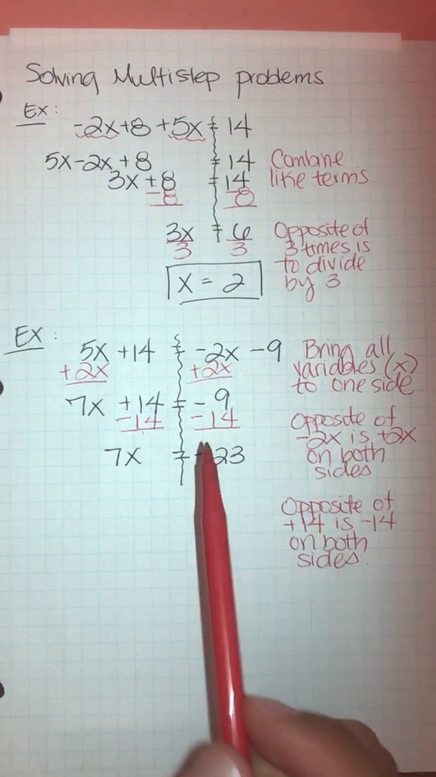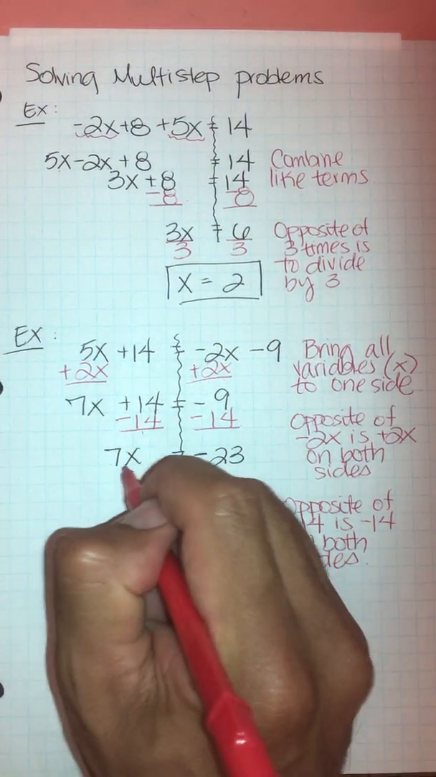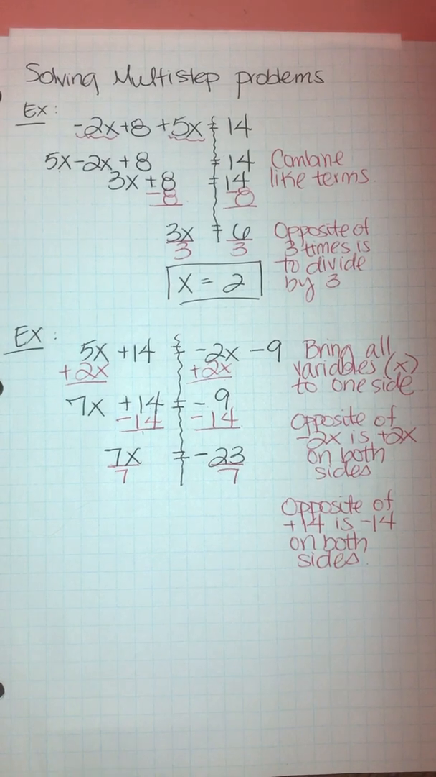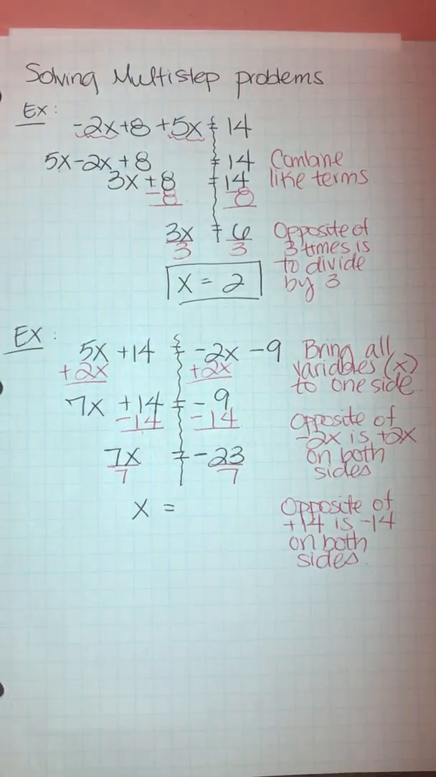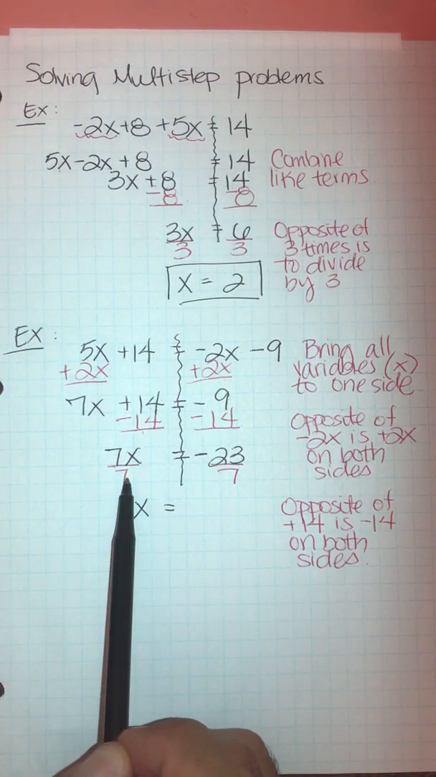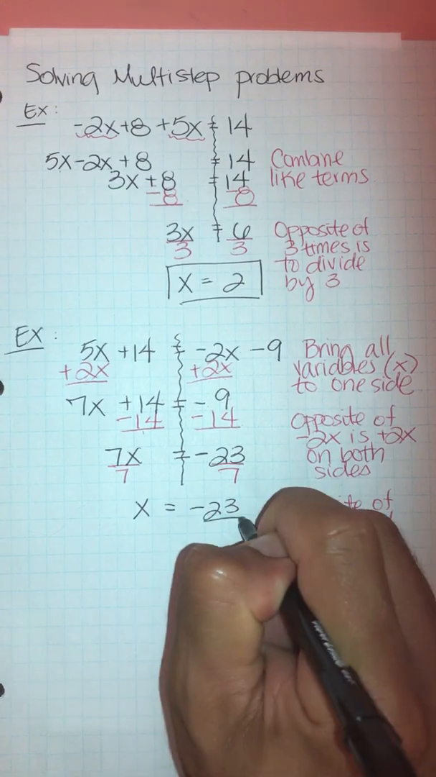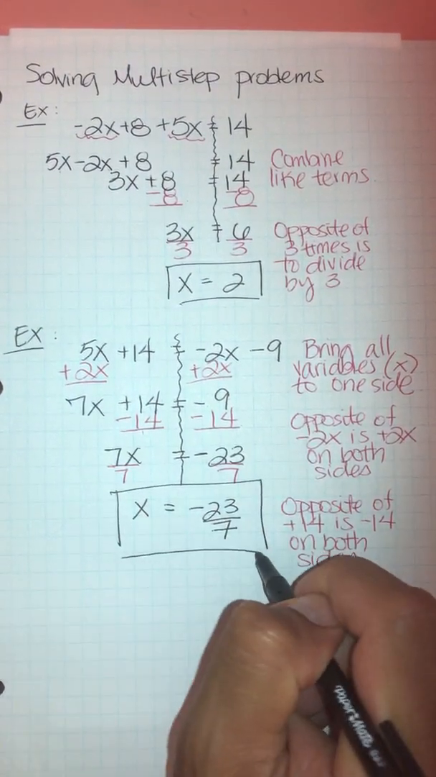The last thing to do, ladies and gentlemen, we notice the 7 and the x are being multiplied, so let's go and divide both sides by 7. And we can leave it as a fraction form. Remember, 7 divided by 7 is 1, and we're simply going to leave it as negative 23 over 7. And our answer in this case happens to be a fraction.